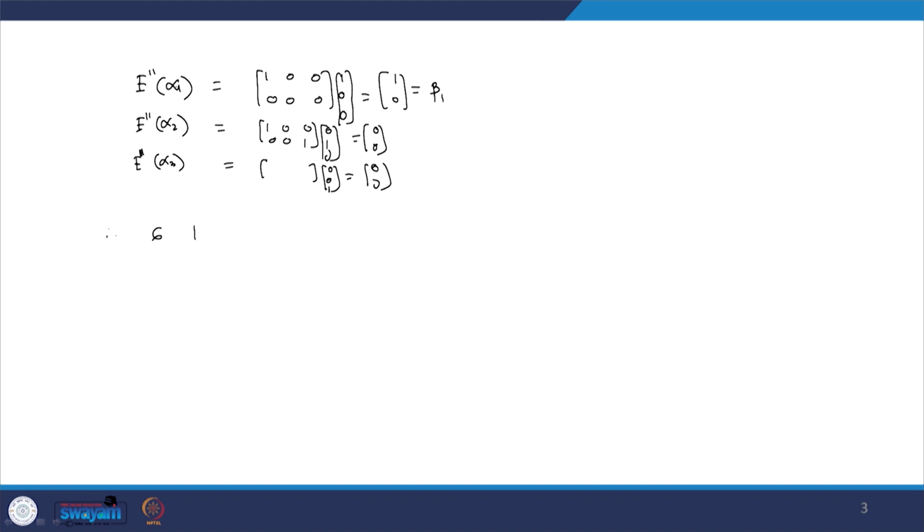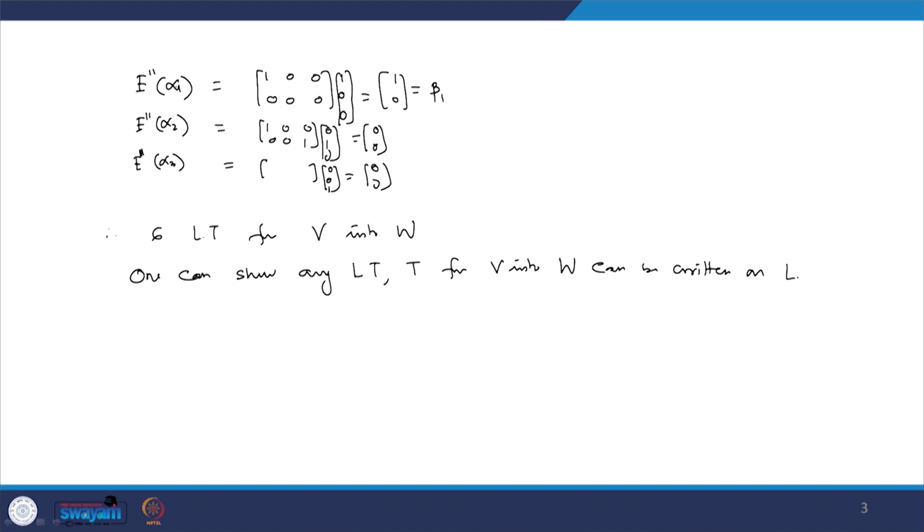So, we have 6 linear transformations from V into W, and one can show any linear transformation T from V into W can be written as a linear combination of these E_PQ, 1 less than or equal to P less than or equal to 2 and 1 less than or equal to Q less than or equal to 3. Okay, so this we can try at home.